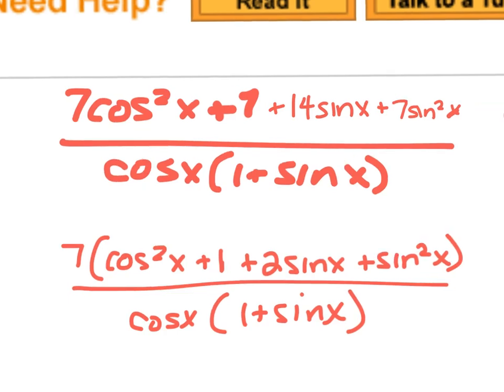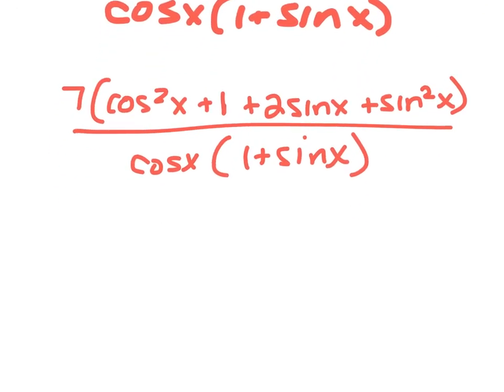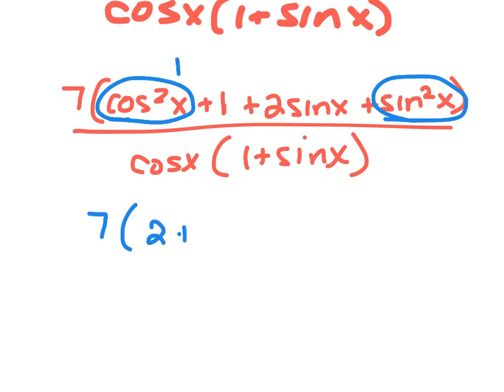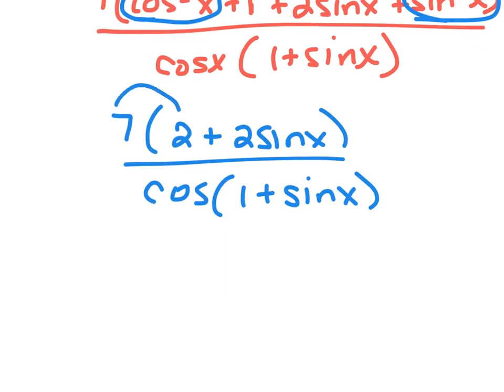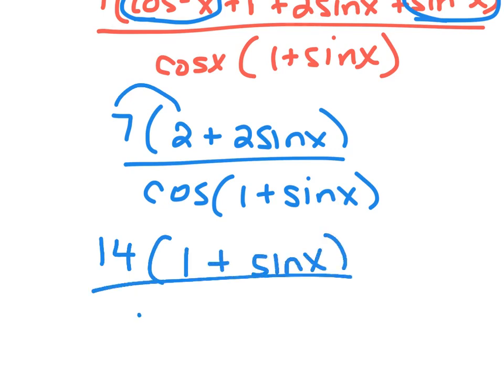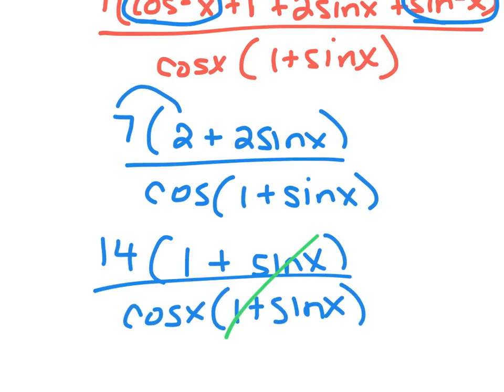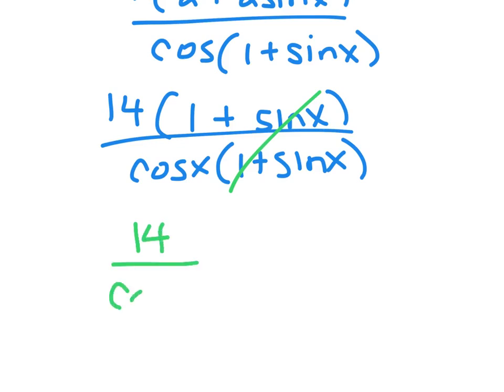So what do you see in that numerator that can be replaced? Good. What's cosine squared x plus sine squared x? 1. So now I've got 7 times 1 plus 1, which is 2, plus 2 sine x, over cosine x times 1 plus sine x. Now I could take out another 2, so I'd get 14 on the front, 1 plus sine x over cosine x, 1 plus sine x. The 1 plus sine x terms cancel out, and I get 14 over cosine, but you don't ever want to leave a function in the denominator. When I bring cosine to the top, it becomes what? Secant.